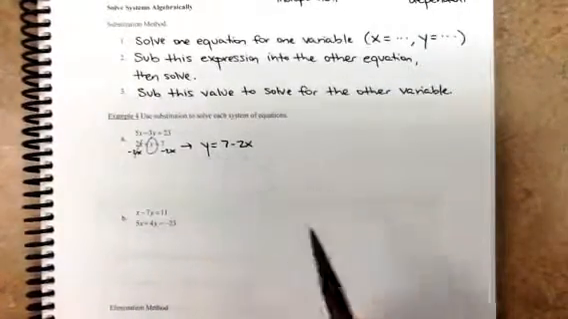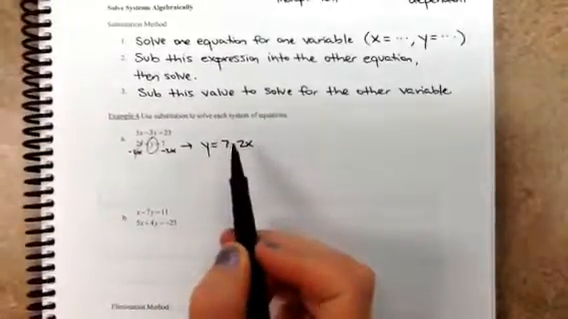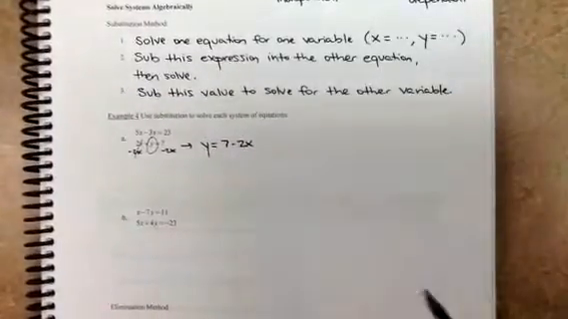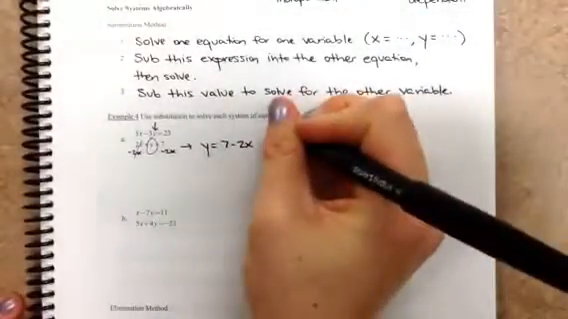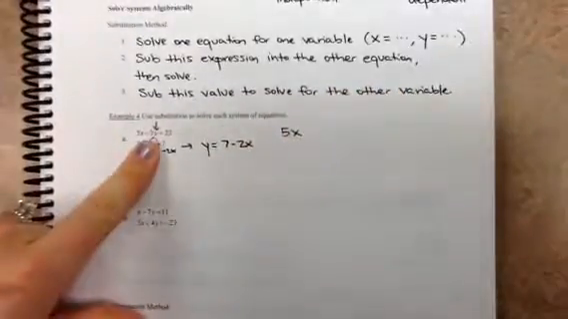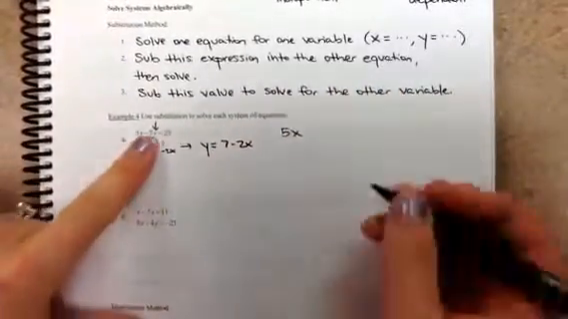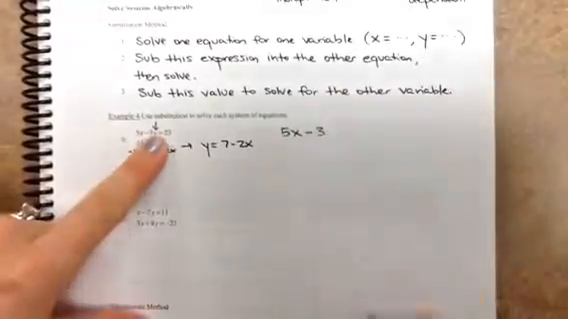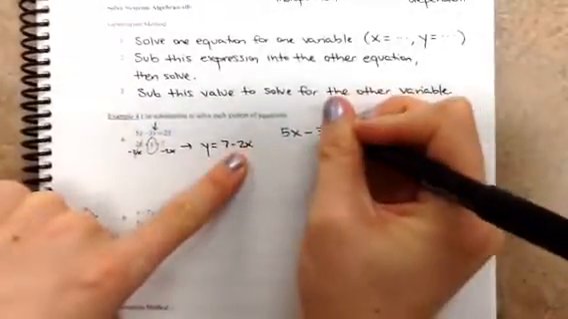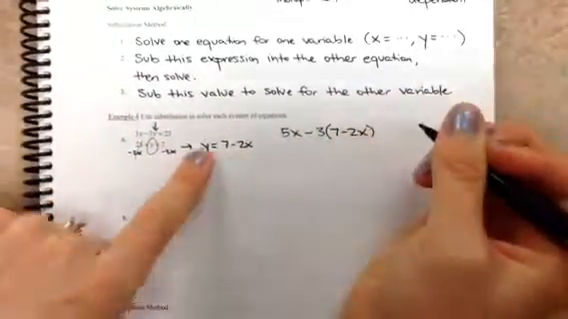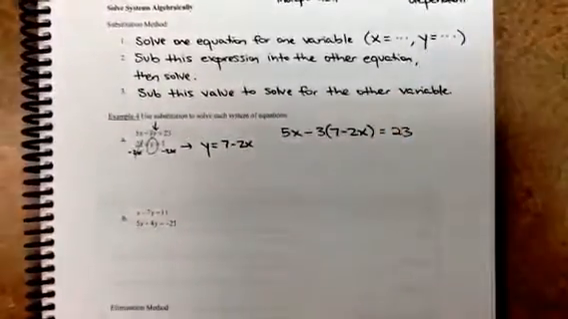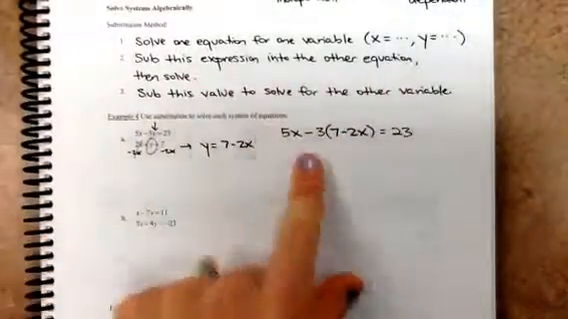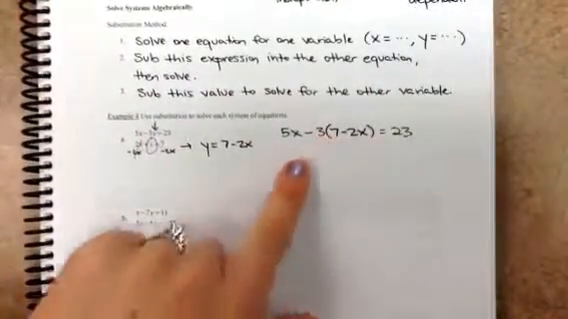So the logic behind substitution is, if y is the same as 7 minus 2x, couldn't I write this y as 7 minus 2x? And the answer is yes, of course. That's what we're going to do. So we're going to write this first equation, but we're going to replace the y with this expression. So 5x minus 3, and instead of a y, I'm going to sub in this expression, because this equation right here tells me that they're interchangeable. Okay, so I'm kind of right in the middle of step 2 here. Solve, meaning I've got to simplify this all up and solve for x.